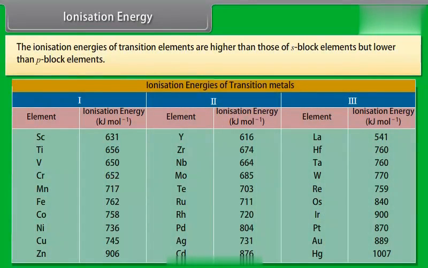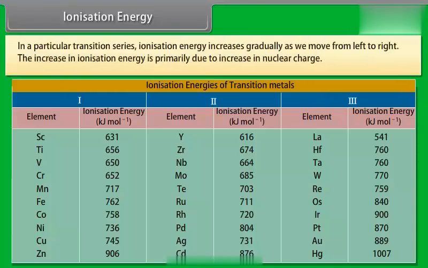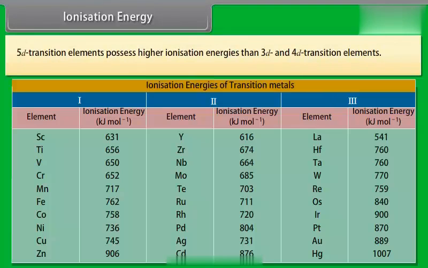Ionization energy. The ionization energies of transition elements are higher than those of s-block elements but lower than p-block elements. In a particular transition series, ionization energy increases gradually as we move from left to right. The increase in ionization energy is primarily due to increase in nuclear charge. 5D transition elements possess higher ionization energies than 3D and 4D transition elements. This is due to the greater effective nuclear charge in these elements because of the ineffective shielding of the nucleus by 4f electrons. Oxidation states.